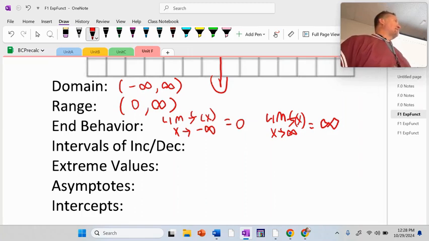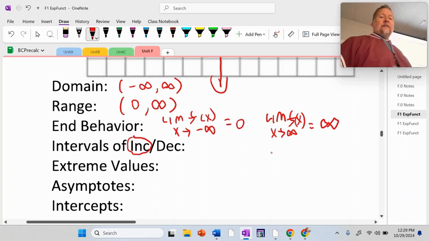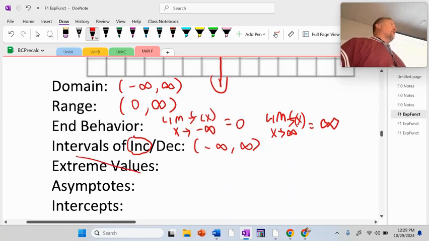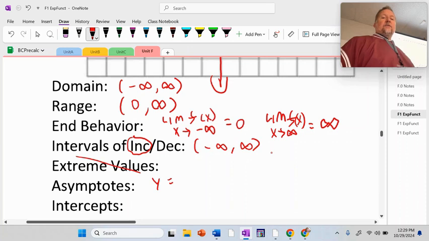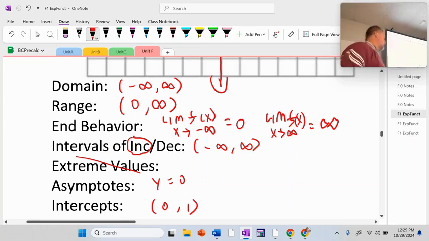Increasing or decreasing, this first one? How often is it increasing? Forever. Extreme values? None. There is no max, min, nor point of inflection. It continuously increases. The asymptote is for sure y equals 0. And the intercept in this case is 0, comma 1, the y-intercept, because that's the 0 power rule.